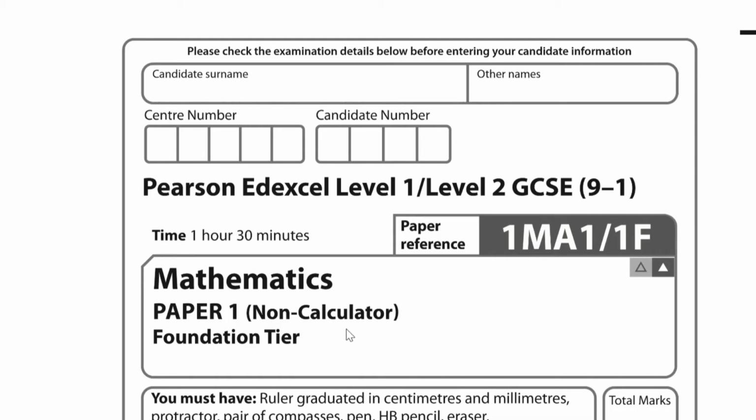This is the Edexcel GCSE 9-1 Maths Paper 1 from the Foundation tier, and this paper is from the November 2022 series.